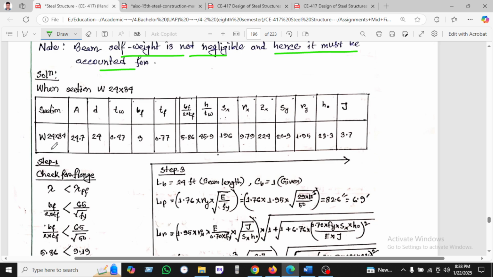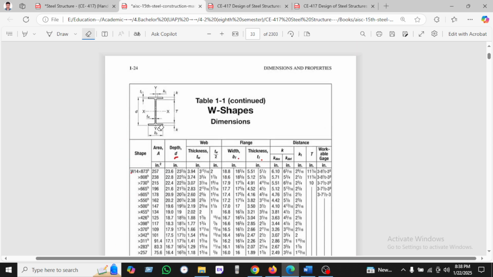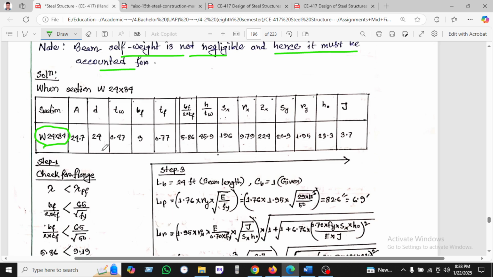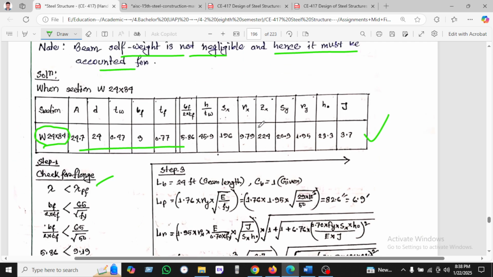So if we know that the section is W24x84, then we can go to the AISC manual, select this member, and find all this data from the AISC manual. Now we're checking as we have seen previously. Now I'm not showing it again and again.